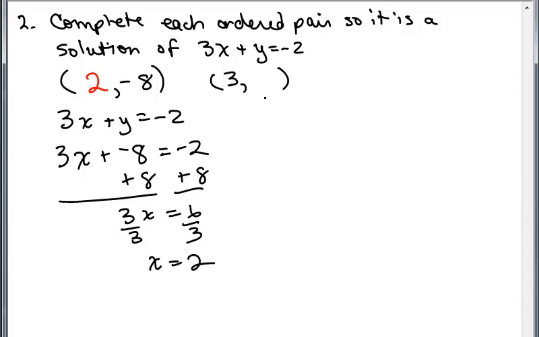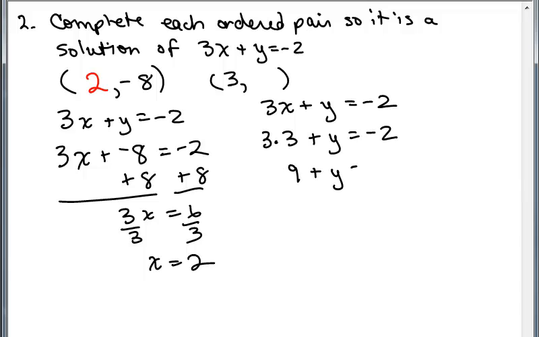We take 3x plus y equals -2, and this time I'm plugging in 3 for x. So 3 times 3 plus y is -2. This is 9 plus y is -2. Just subtract 9 from both sides. Make sure you think of this as negative 2 plus negative 9. So y is negative 11 when I plug in 3 for x.